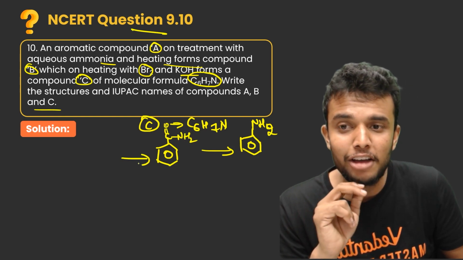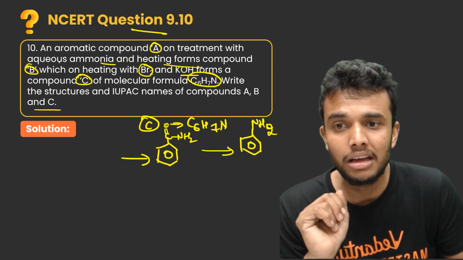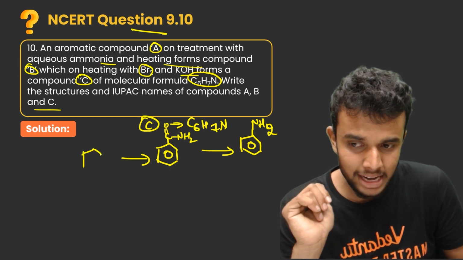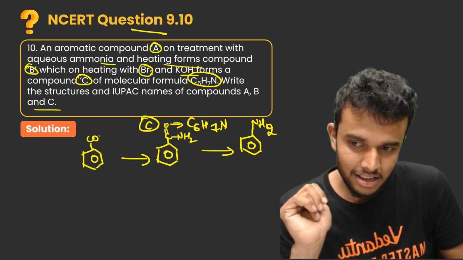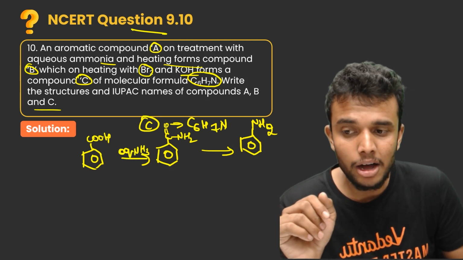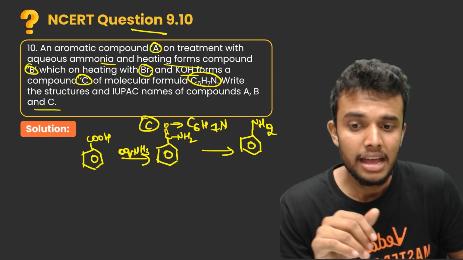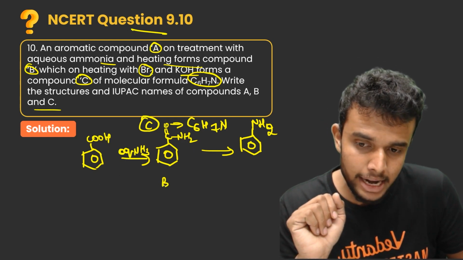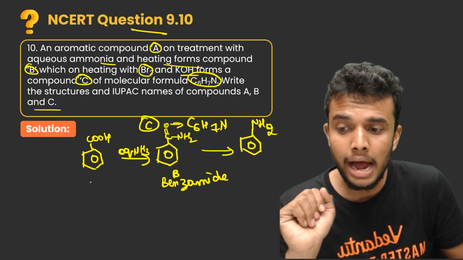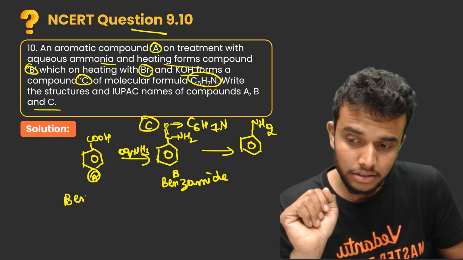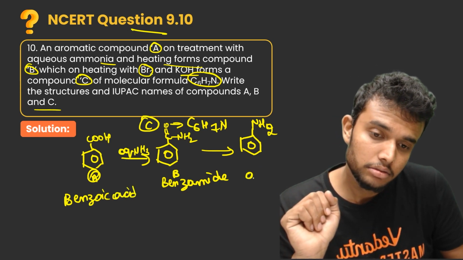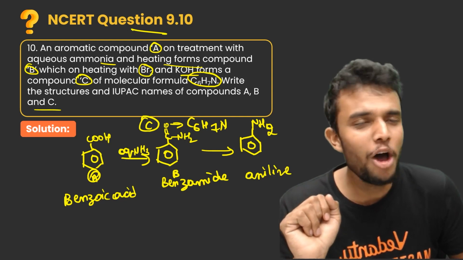Next, we need to identify the first one. A, treatment with aqueous ammonia, is nothing but amination. The compound is COOH, benzoic acid. If it is reacted with aqueous NH3, the OH group is replaced by the NH2 group to yield benzamide. What is the IUPAC name for this? B is benzamide. A is benzoic acid. Last one, aniline. I hope it's clear, students.